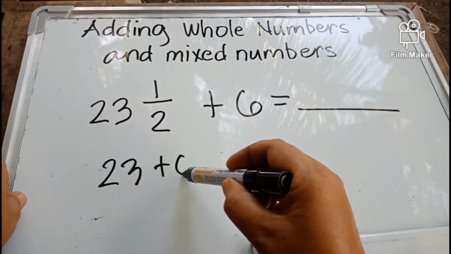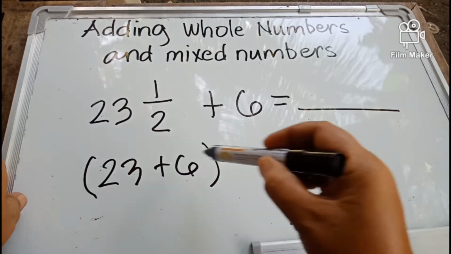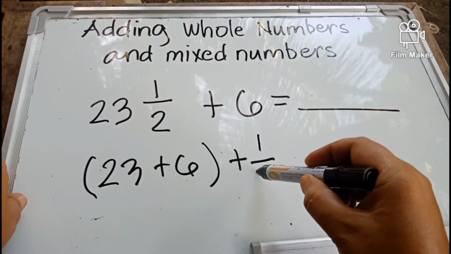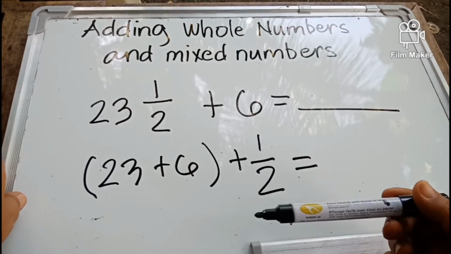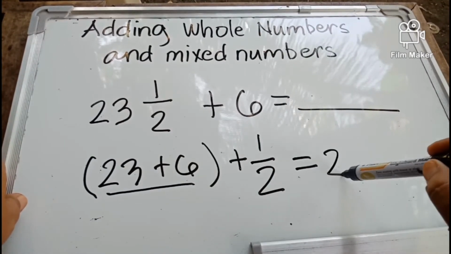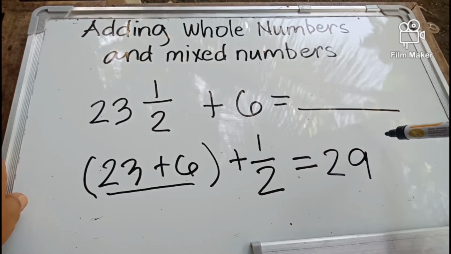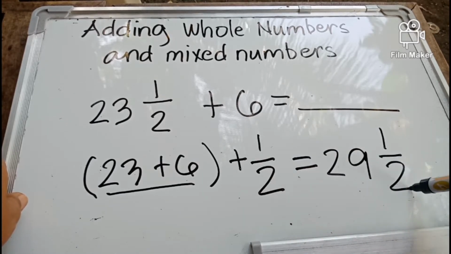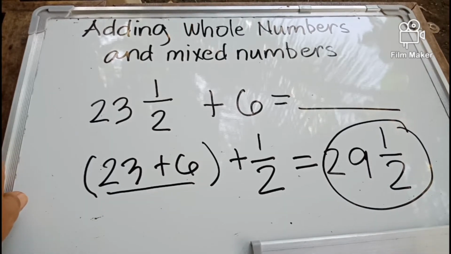23 plus 6 plus 1/2 equals. So, uunahin muna natin i-add ang ating whole numbers. 23 plus 6 equals 29. And then, kopyahin lamang natin yung ating fraction. So, ito po yung final answer. Napakasimpleng mag-add ng whole numbers at saka mixed numbers.